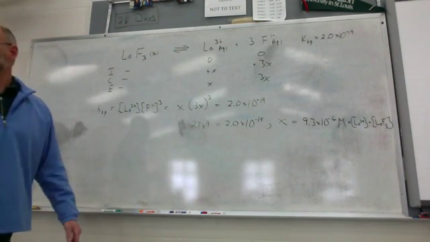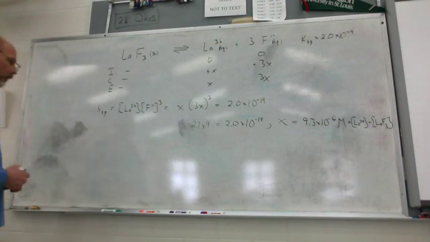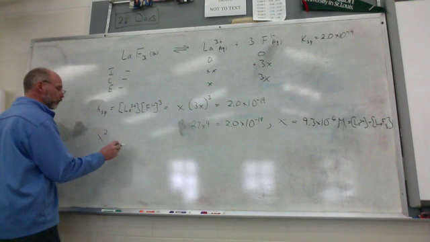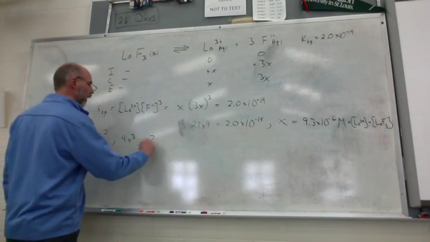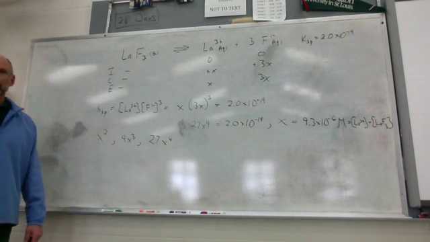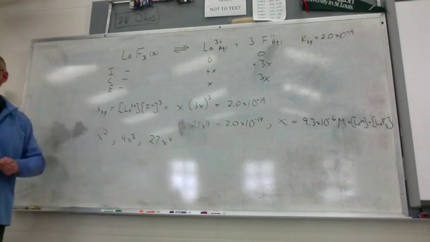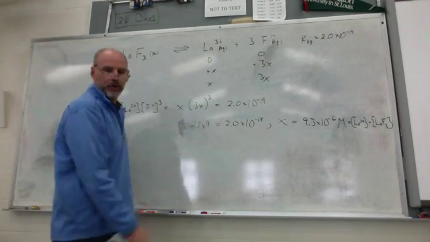So here are the 3 main types of these that you're going to run into. We've already run into, I think that might be our third one. You're going to have x squared problems, you're going to have 4x cubed problems, and you're going to have 27x to the fourth problems. And it just depends on the number of ions that you're dealing with there. Okay. Moving on.